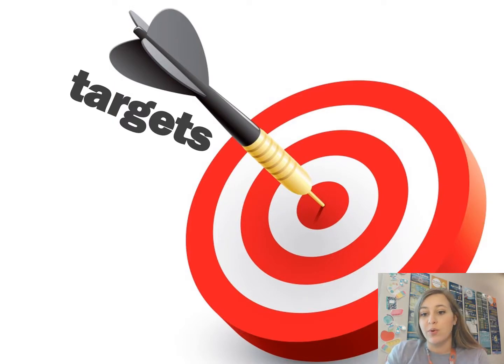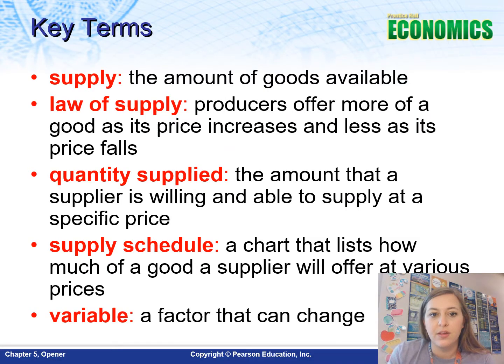So in section 1, we're going to talk about the law of supply. We're going to look at a supply schedule and a supply graph, and then we'll talk a little bit about elasticity of supply as well. So some key terms for you. Supply is the amount of goods available. So the law of supply would say that producers are going to be willing to offer more of a good as the price of that good increases. And as the price of that good falls, they're not going to want to sell as many of that good.